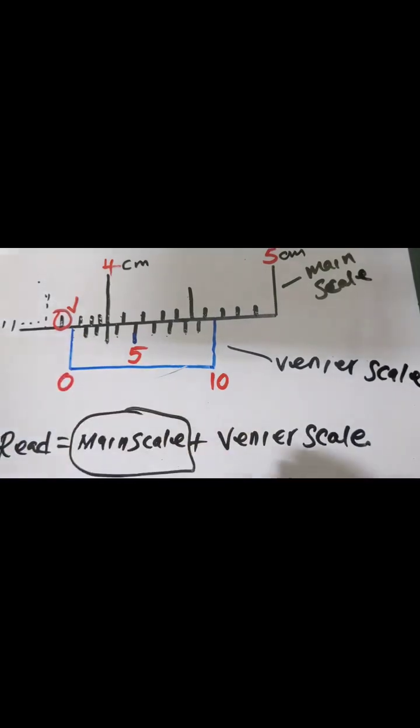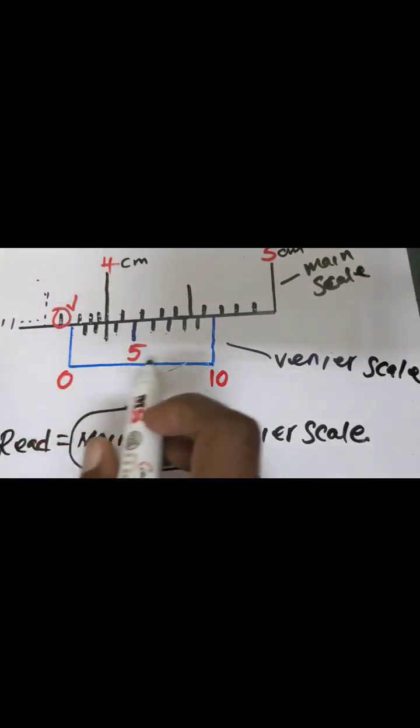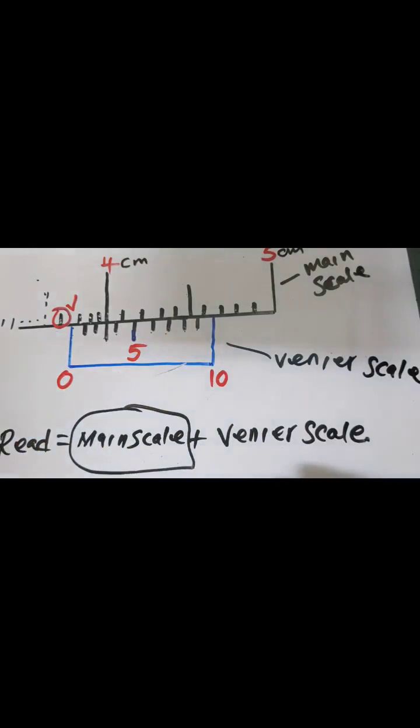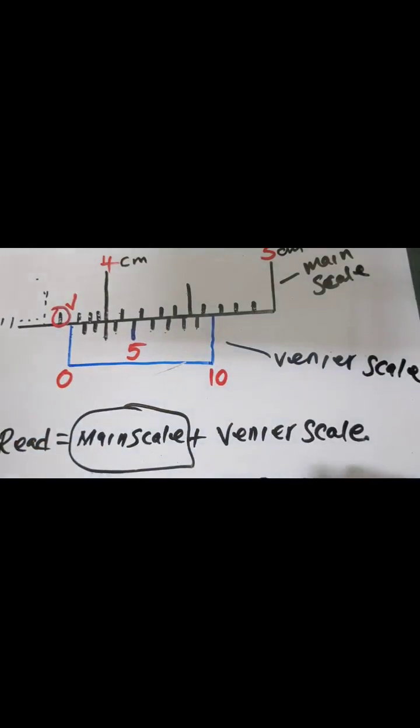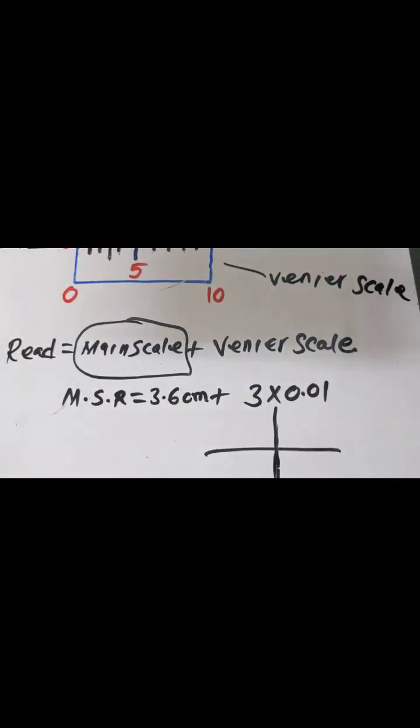Meaning that it is at what? At 3. So you are supposed to multiply. So you have gotten that this is 3. But 3 is not even in a reading. So you are supposed to multiply it by what? 0.01. This is the constant number that you are supposed to multiply it by. So this is 0.01 centimeters.